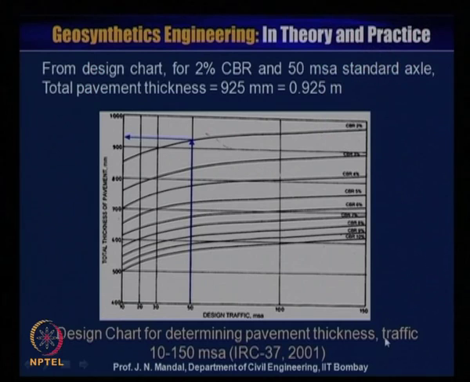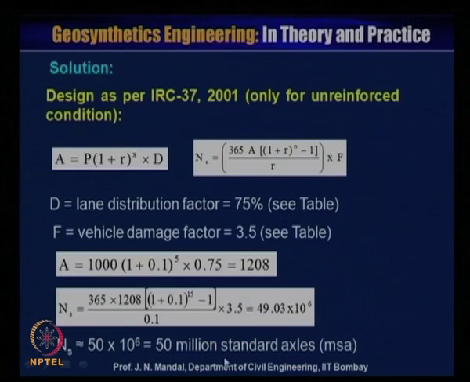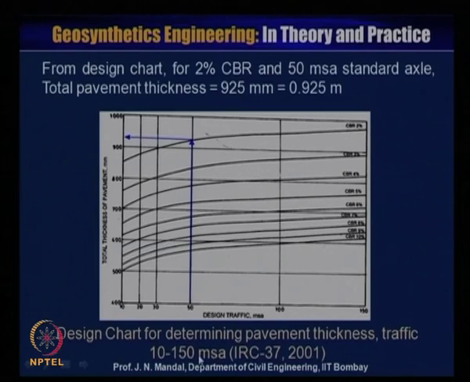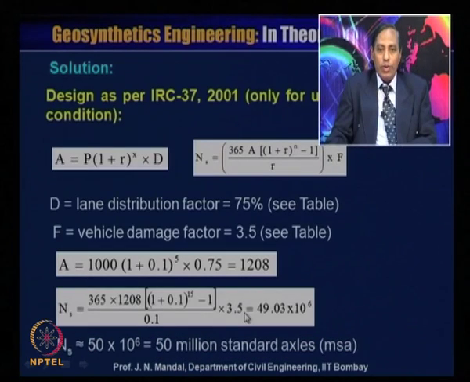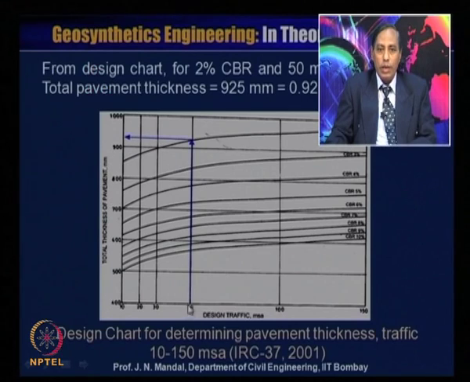So now you know that this is the design chart for the determination of the pavement thickness. Traffic lies between 10 to 150 MSA. Remember, MSA is million standard axles as per IRC 37. So you know now what will be the design traffic. Your NS value is known, it is 50 million.